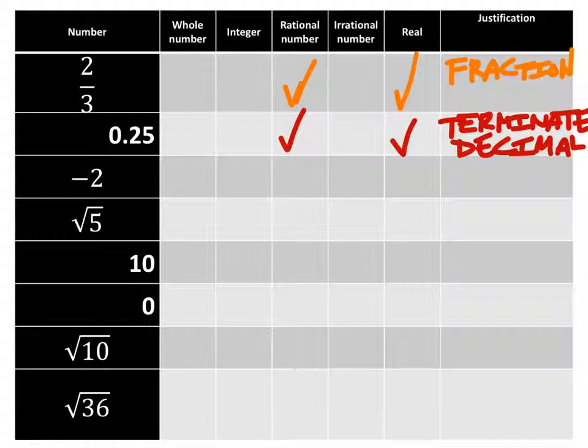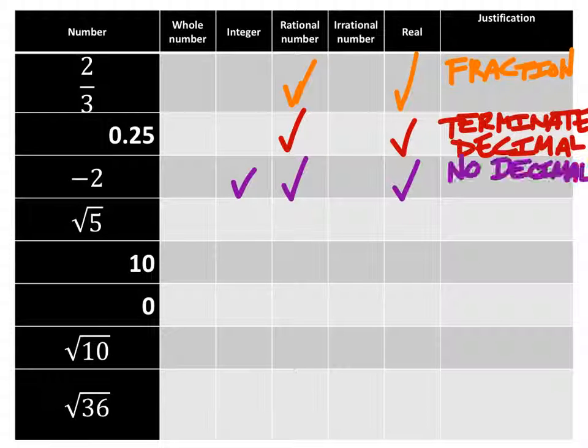Negative 2. Negative 2 is not a whole number because it's negative, but it is an integer because it has no decimals with it, which means it's also rational. I could write that as a fraction, which means it's also real. And again, I would write that because it has no decimal.